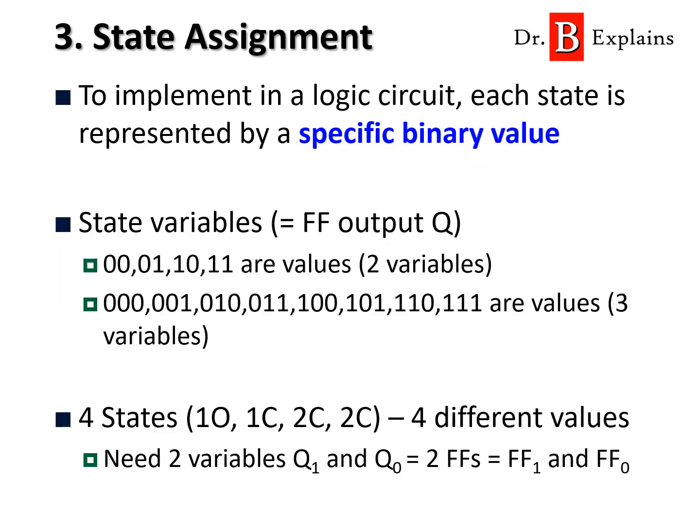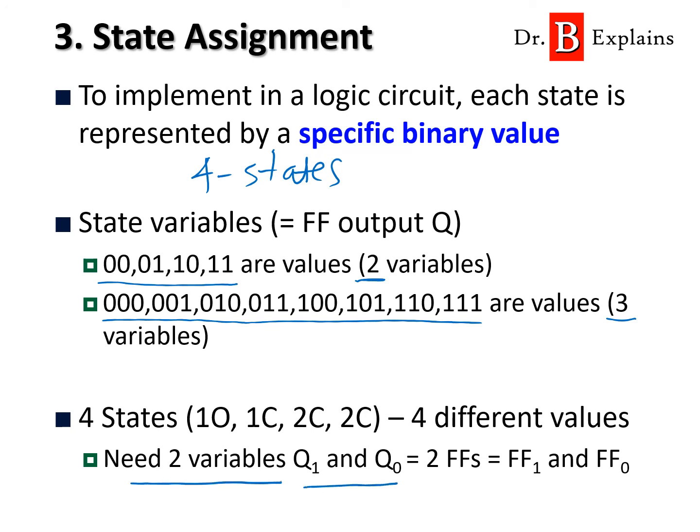So now we need to assign specific binary values to each of our states, okay. Remember that we said that whenever we have 2 variables, we can have 4 values. Whenever we have 3 variables, we can have 8 values. In this case, we have 4 states, right? And so we need 2 variables, Q1 and Q0. That will be 2 flip-flops.